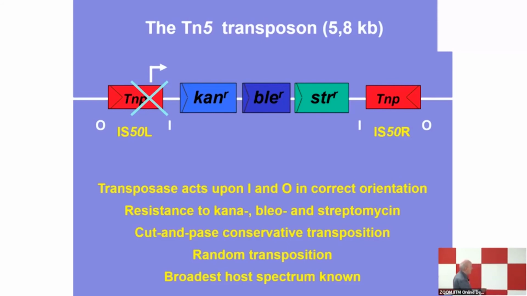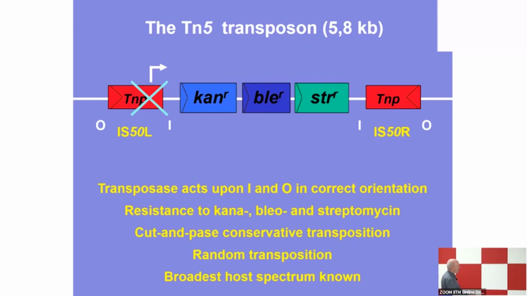So there is some kind of geometry here. The transposase acts on the ends, either O or I, in the correct orientation. Then when you have an insertion, you don't only insert the corresponding DNA, but you also bring together with that insertion resistance to kanamycin, bleomycin, and streptomycin. It is a cut and paste conservative transposition, which means that if this transposon goes from one place to another, the segment from here to here will be reconstructed.